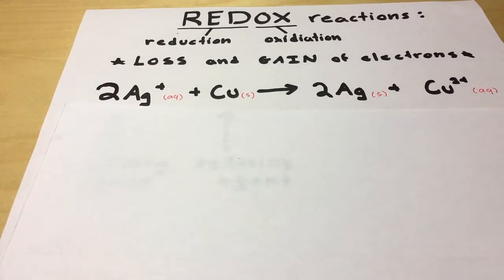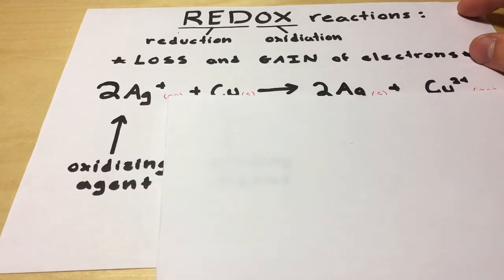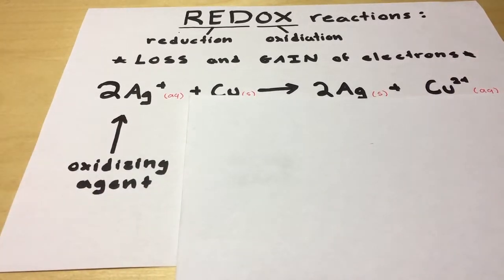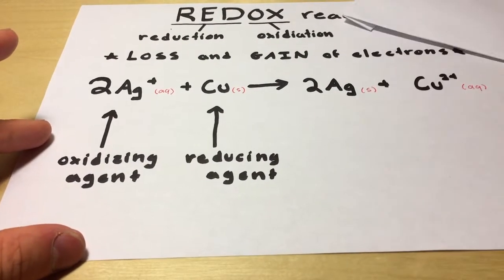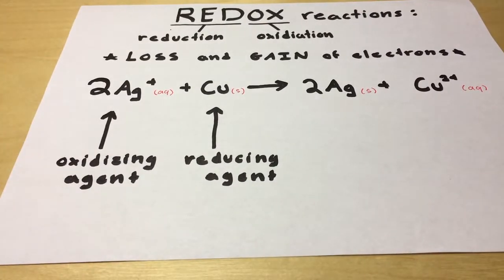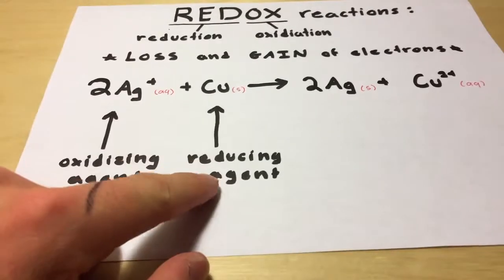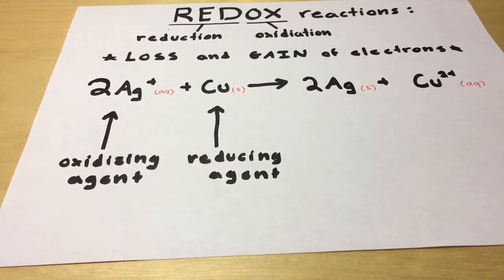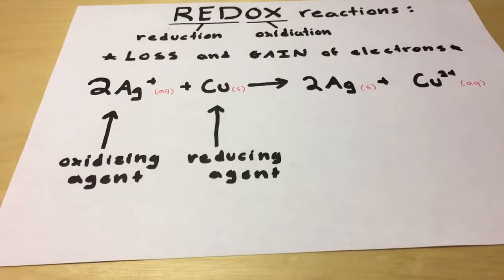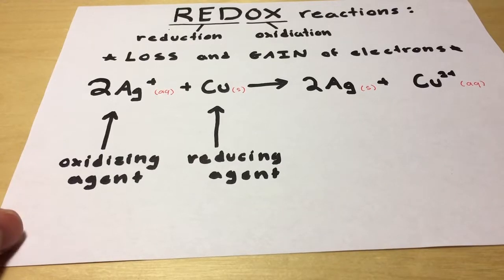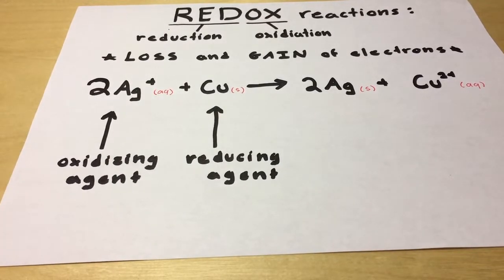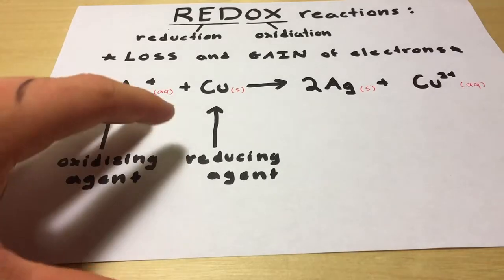And these different components are called different things. We call Ag+ the oxidizing agent because it causes Cu to oxidize. And we call the Cu the reducing agent because it causes Ag to reduce. So if you think about it, an oxidizing agent will reduce and a reducing agent will oxidize. So it's kind of reversed.